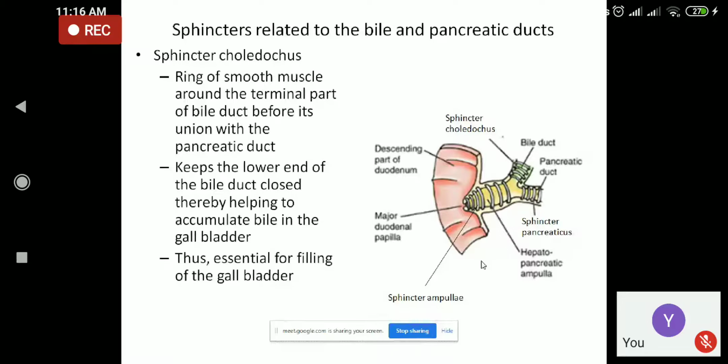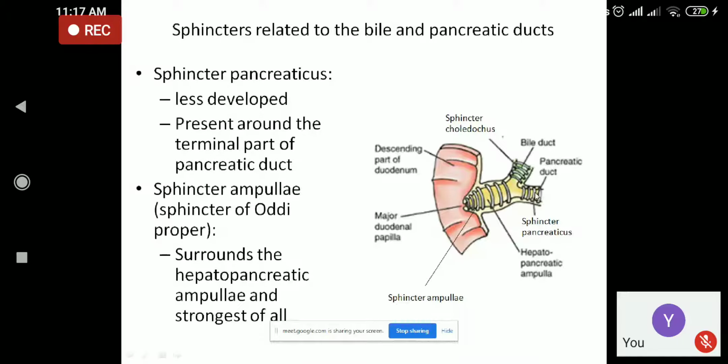Now, there are three sphincters related to the bile and the pancreatic duct. So this is the sphincter choledochus. Look at it. This is a ring of small muscles around the terminal part of the bile duct before its union with the pancreatic duct. This keeps the lower end of the bile duct closed, thereby helping to accumulate the bile in the gallbladder. So the sphincter choledochus is essential for filling up the gallbladder.